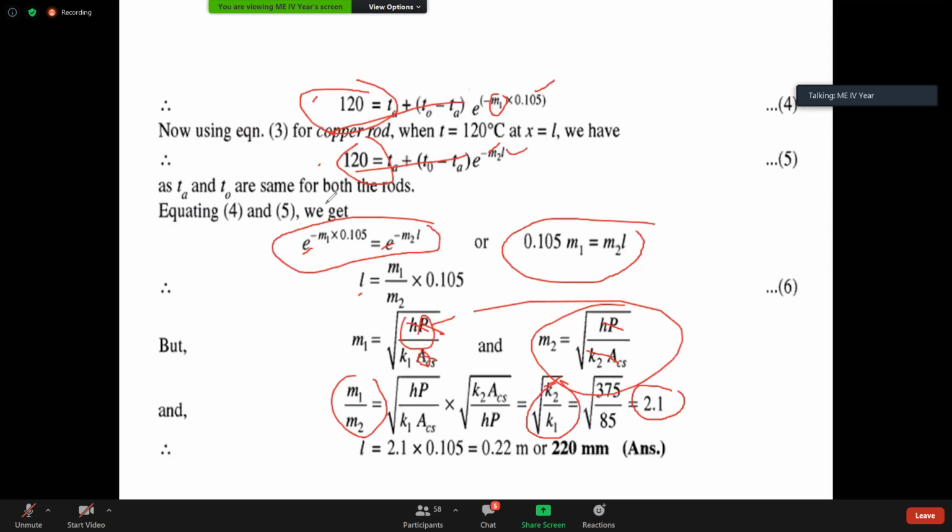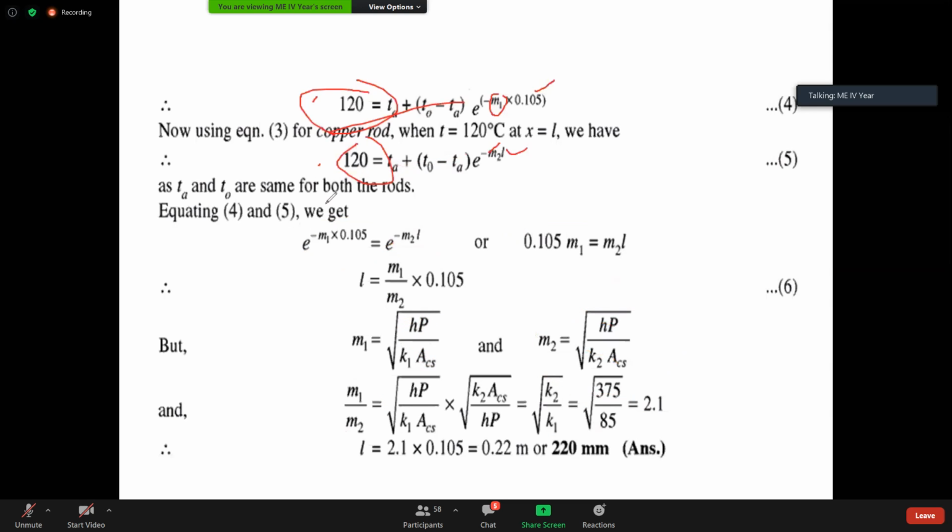That's the understanding of the problem and simplification. Here we substituted and simplified. Right? So this is the case.